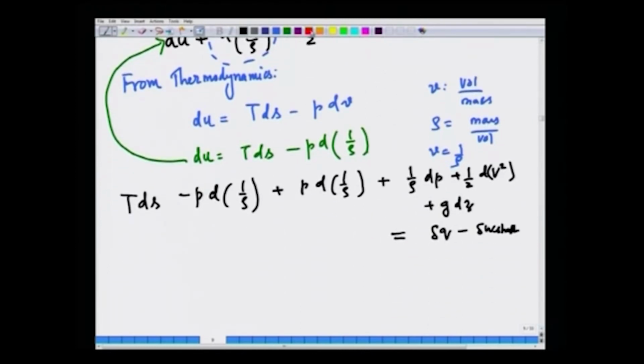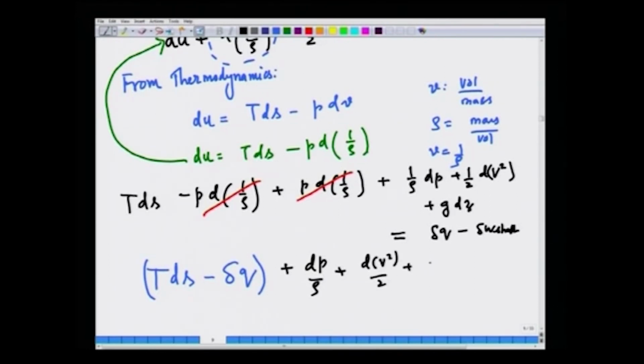Now, these two terms knock off each other, and all you are left with is T ds. Now, I am going to bring this dq out here, minus del q, plus dp by rho plus d of v squared by 2 plus g dz is equal to minus w shaft.